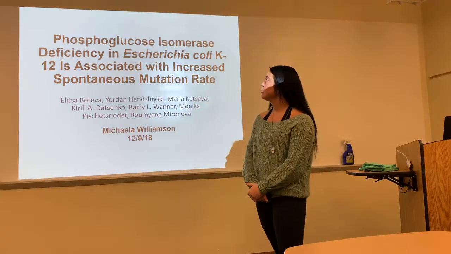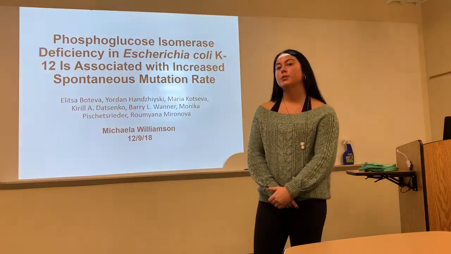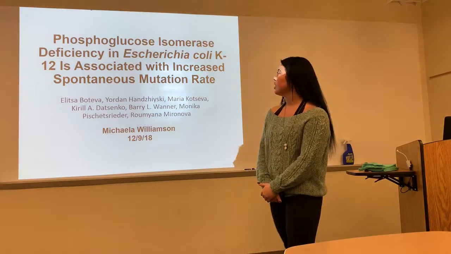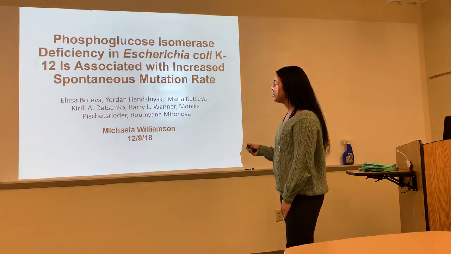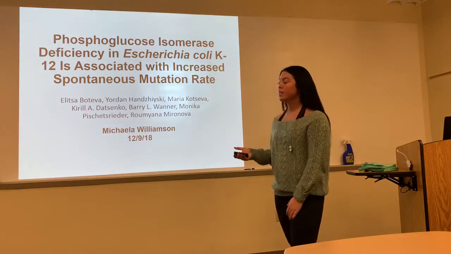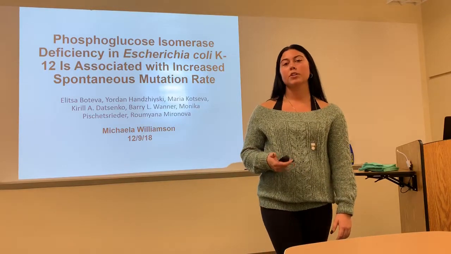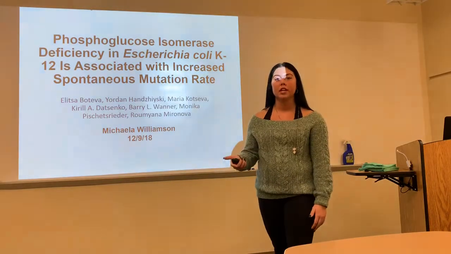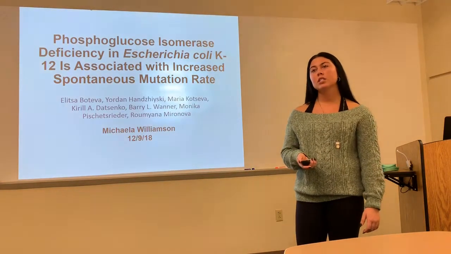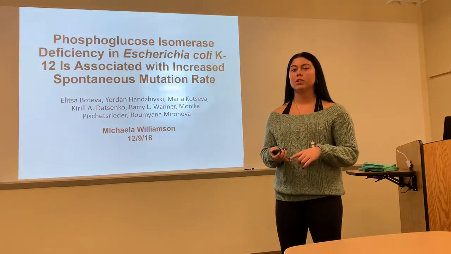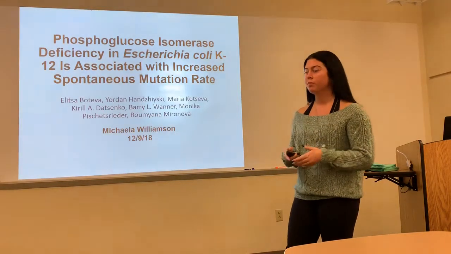Titled Phosphoglucose Isomerase Deficiency in Escherichia coli K12 is associated with increased spontaneous mutation rate. Listed here are the authors, and to give a brief overview of the paper, they focused on an E. coli strain with a depleted PGI gene, meaning the PGI gene was removed from the E. coli. And they wanted to see how this affected the mutation rate. Was it increased, decreased, and what else was affected along the way?